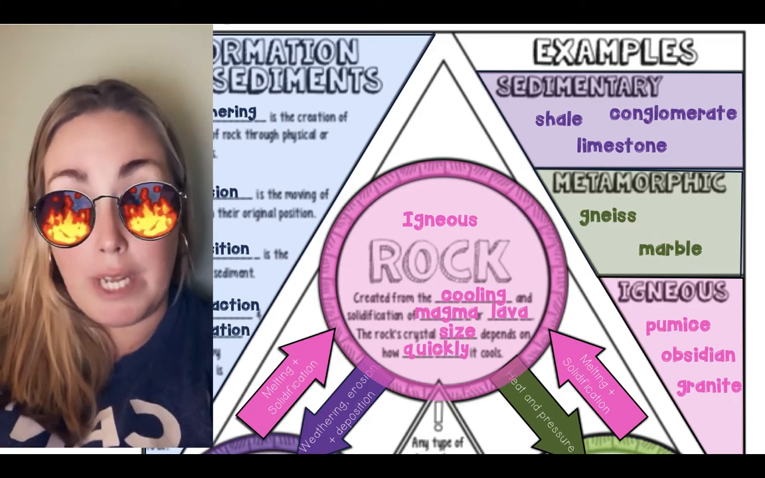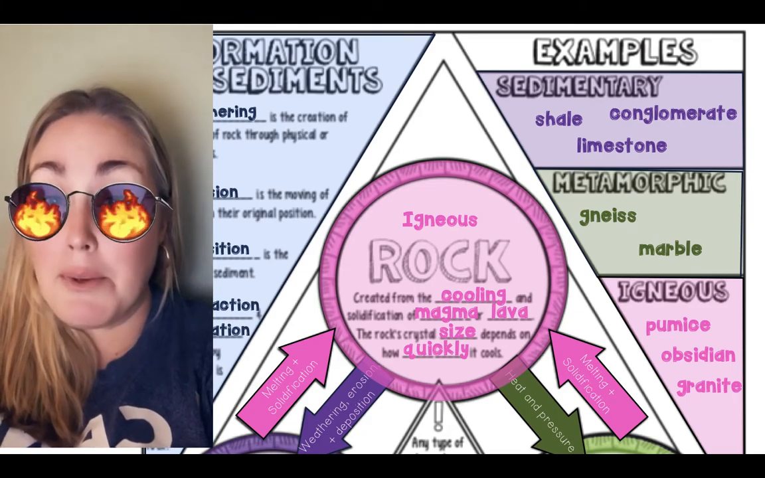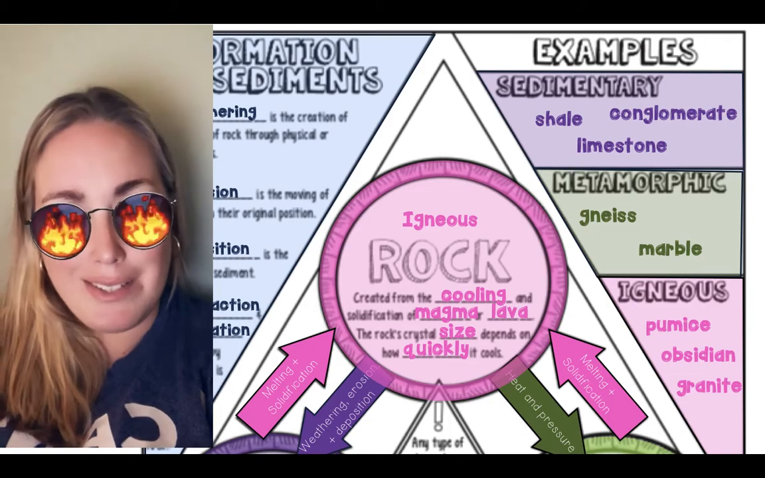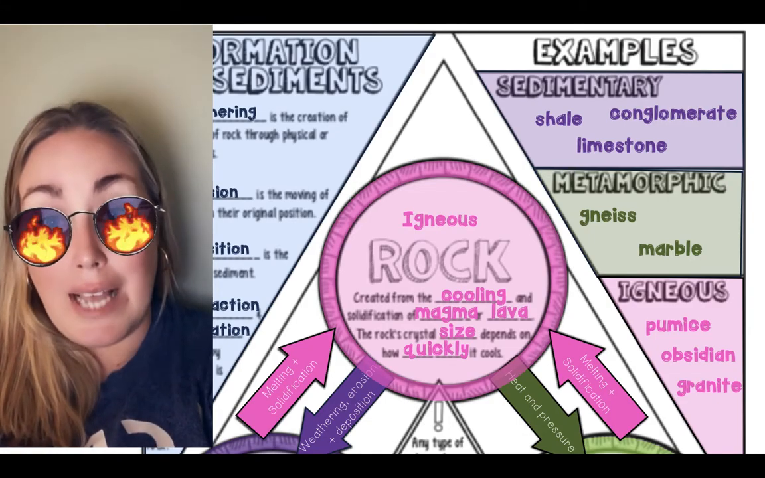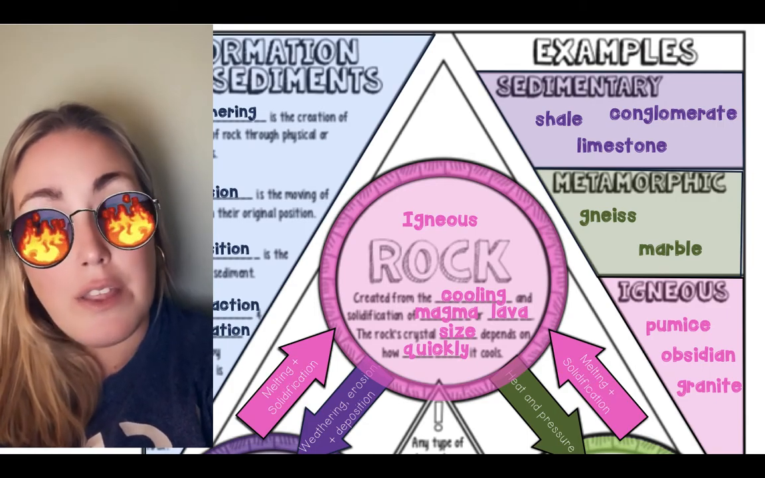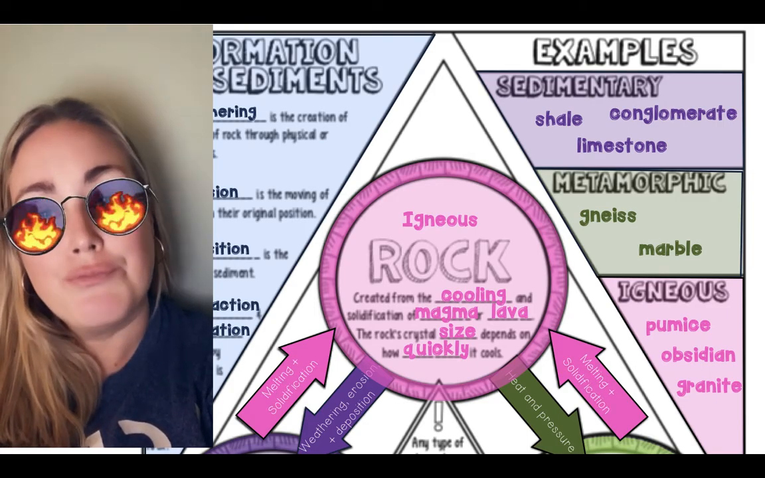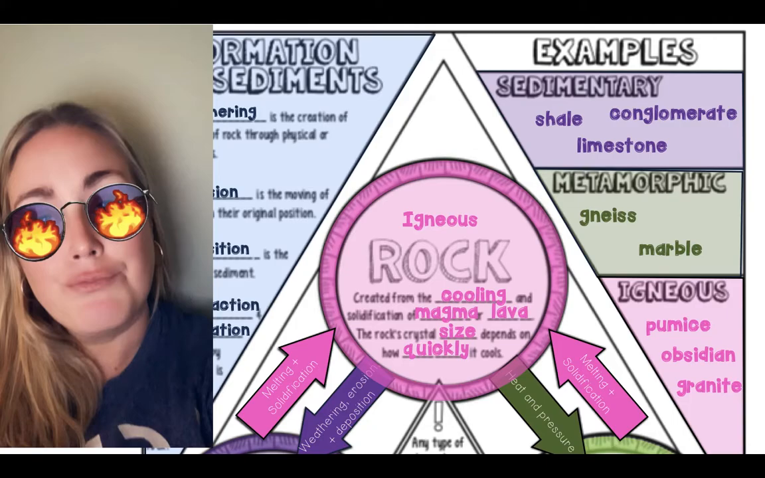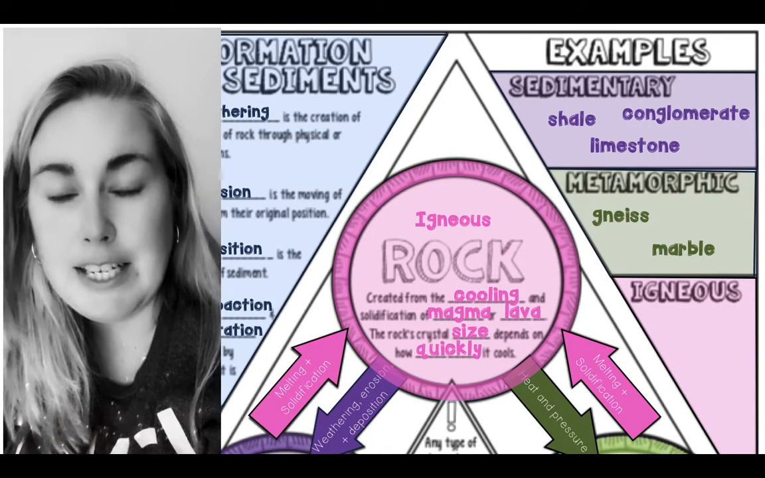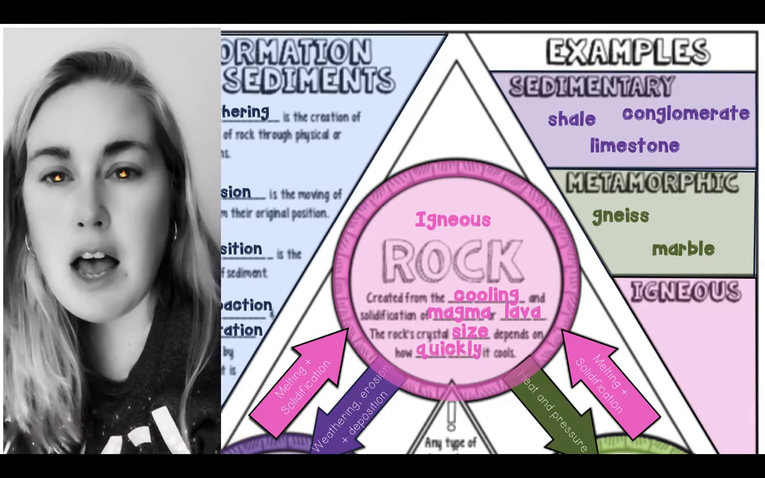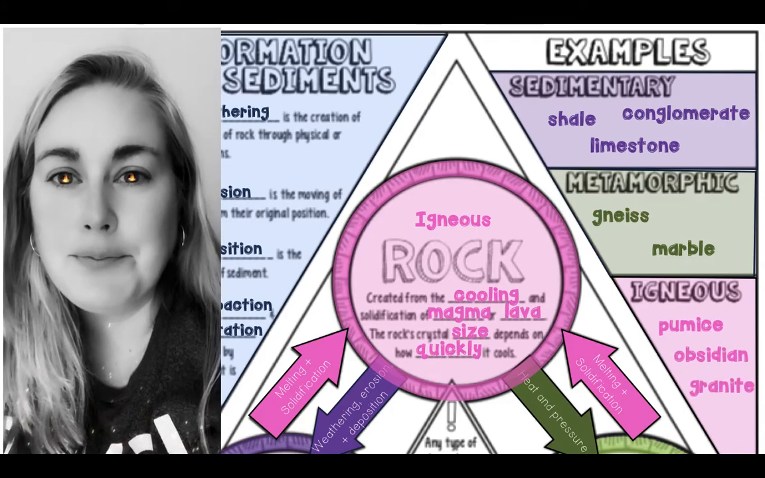So if you want to create an igneous rock, you have to melt rock that already exists down to a liquid. Then let it cool. As it cools, it will form crystals that create an igneous rock. Different types of igneous rock include pumice, obsidian, and granite.